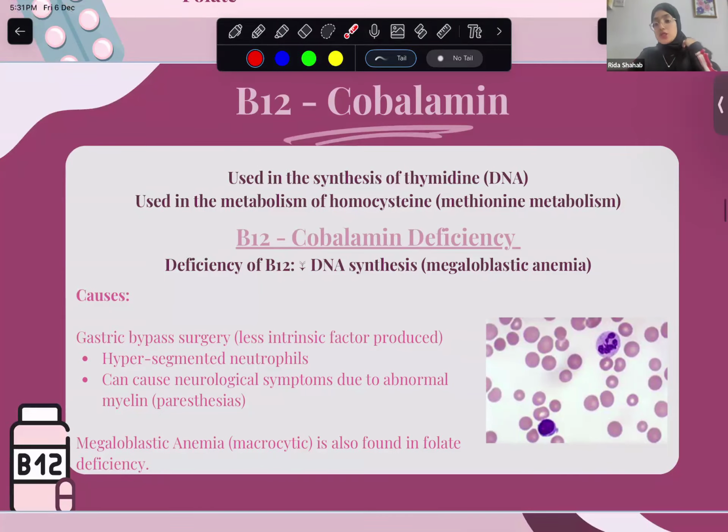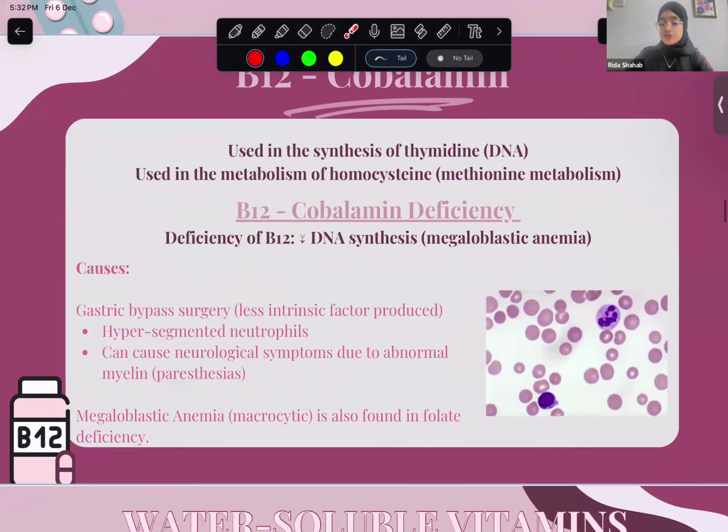What are the causes of deficiency of cobalamin? One of the main causes is gastric bypass surgery, which is when you basically take a part of your stomach out to reduce fat. Your stomach has intrinsic factor that helps B12 get absorbed easily. If you're taking out a part of your stomach, there's going to be less intrinsic factor, so B12 is not going to be absorbed in your body, which causes a deficiency of B12, which would lead to megaloblastic anemia.